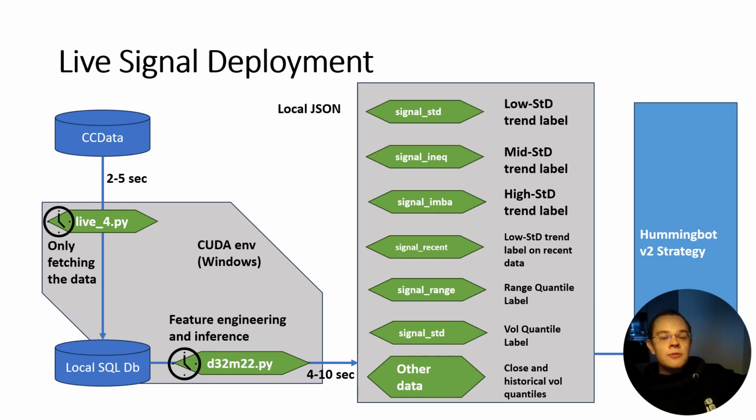So what's the grand plan for deployment of this? What we're planning to do is to have a CUDA environment on Windows, which will ingest the data and it will do the inference for us, and it will then push it into a JSON, which will then be pushed forward into a Hummingbot strategy.